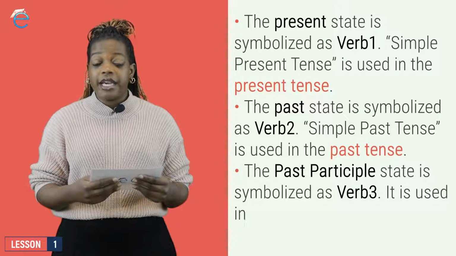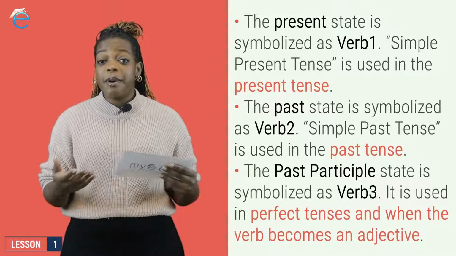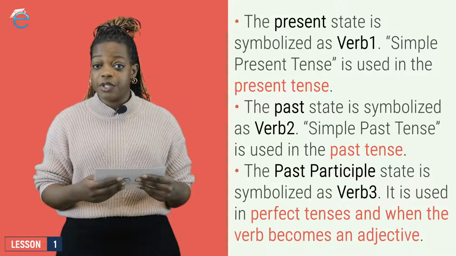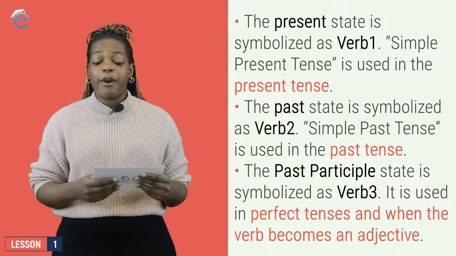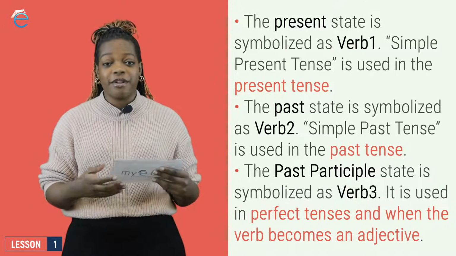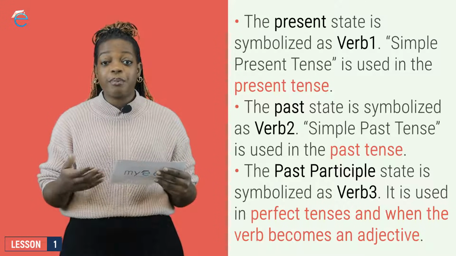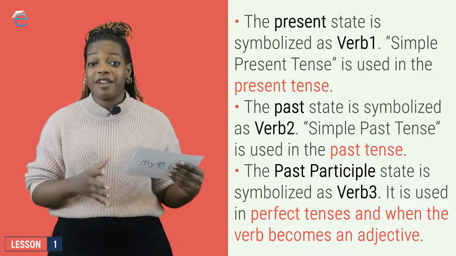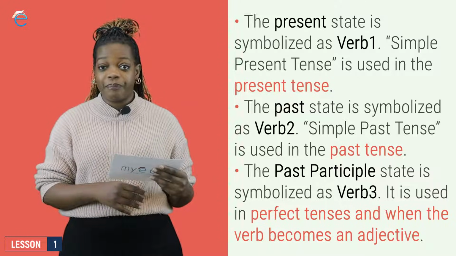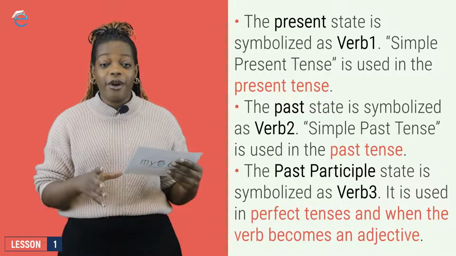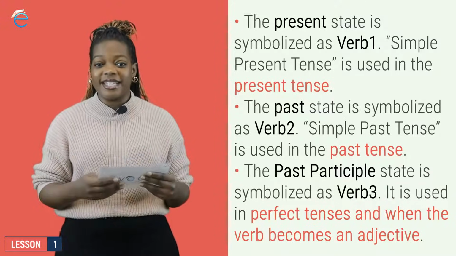Form 2 is the past tense form. Simple past tense uses verb 2. Verb 3 is our past participle form. Present perfect, future perfect, and all the perfect tenses use past participle form. We will learn more details about these different forms in the upcoming lessons.